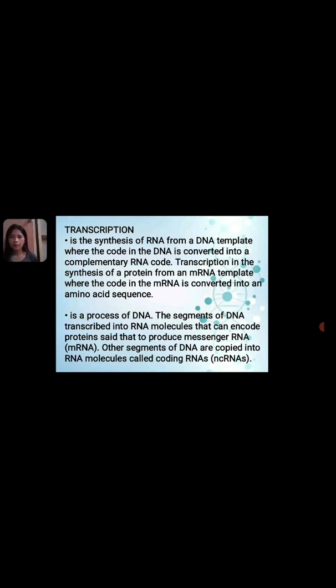Transcription is a process of DNA. Segments of DNA are transcribed into RNA molecules that can encode proteins, said to produce messenger RNA. Other segments of DNA are copied into RNA molecules called non-coding RNA. So, transcription uses the genes as templates to produce several functional forms of RNA.